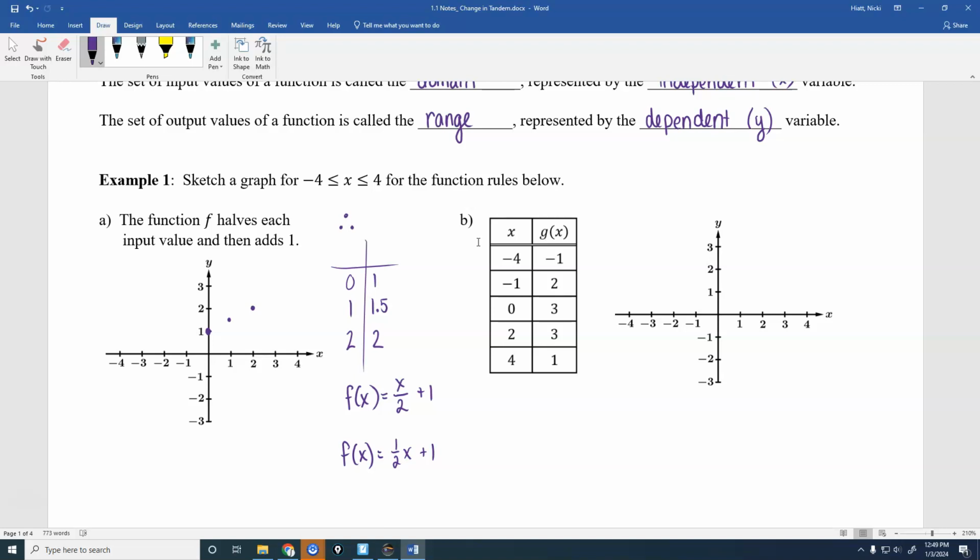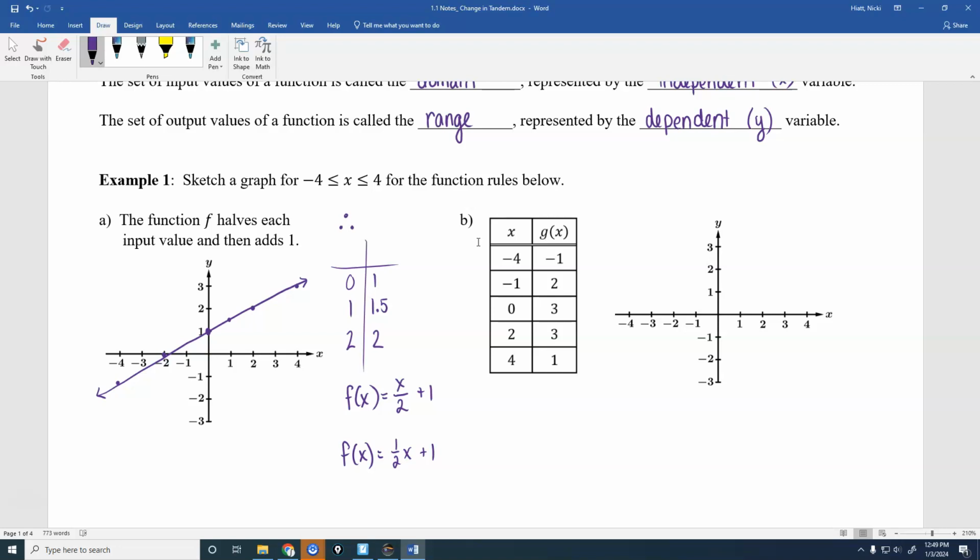So what is the y-intercept of that line? 1. What is the slope? 1/2, which means you go up 1 over 2. So if I want to finish graphing this without doing the table, I could just go up 1 over 2, up 1 over 2. I could go down 1, left 2, down 1, left 2. I could get these points, draw in my line right here.